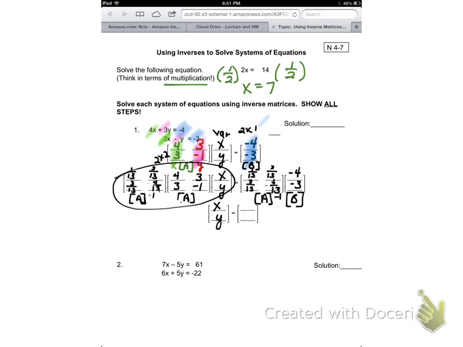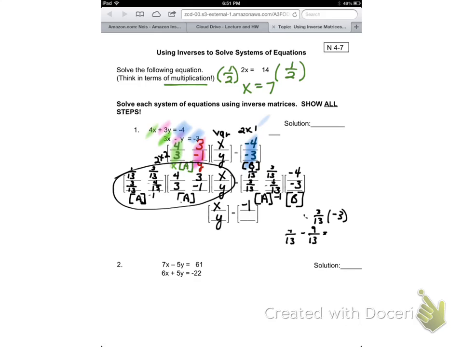That's going to be 1/13 times negative 4 plus 3/13 times negative 3. Okay. That's going to give me what goes in the X spot, which is going to be negative 4/13 minus 9/13, which is negative 13/13 or negative 1. That's going to be your X.